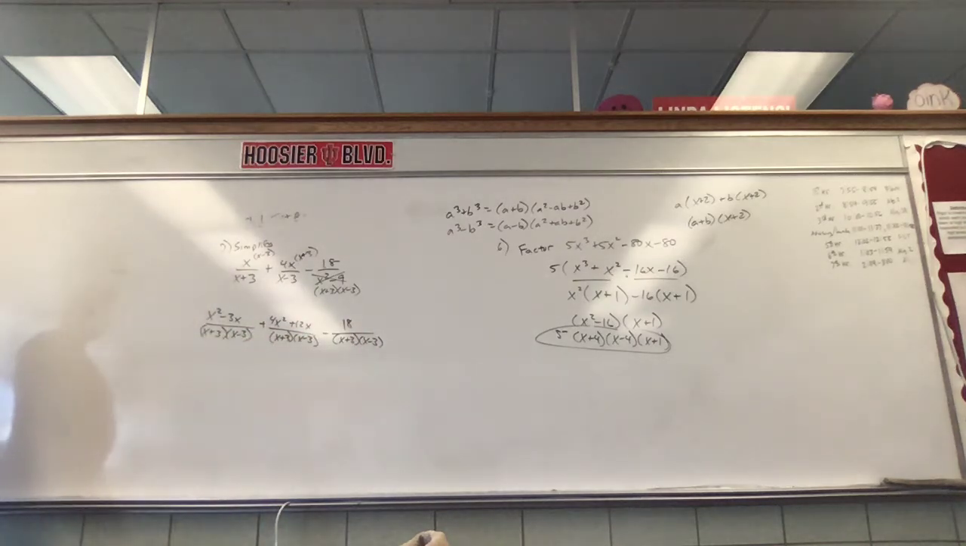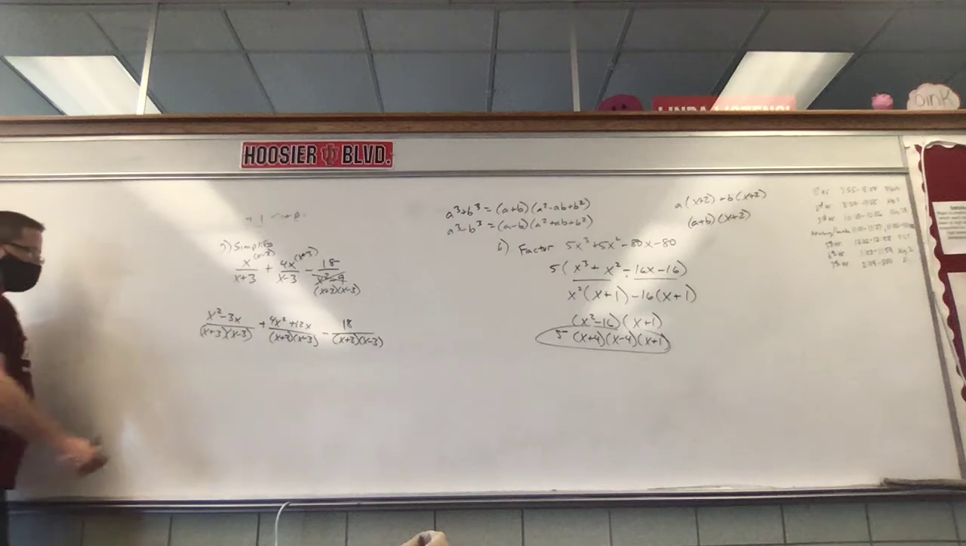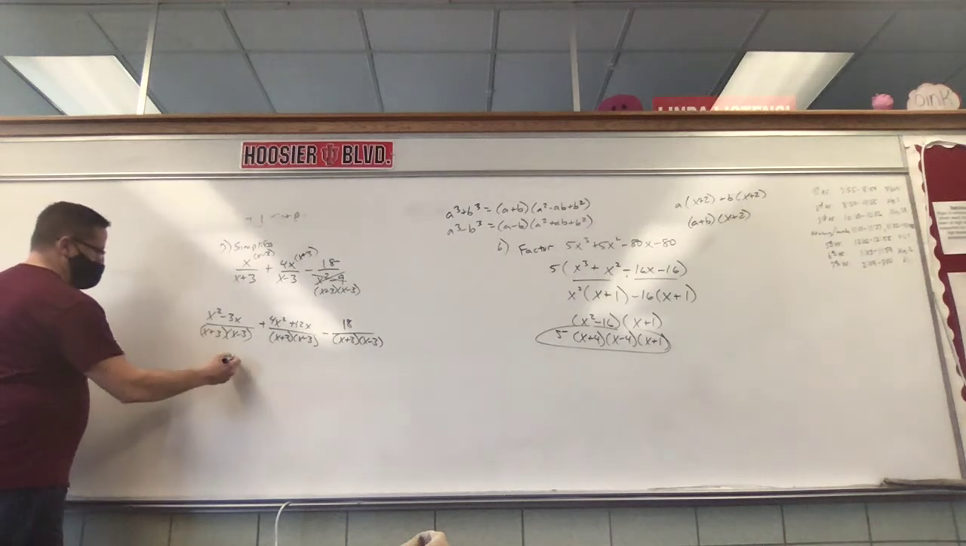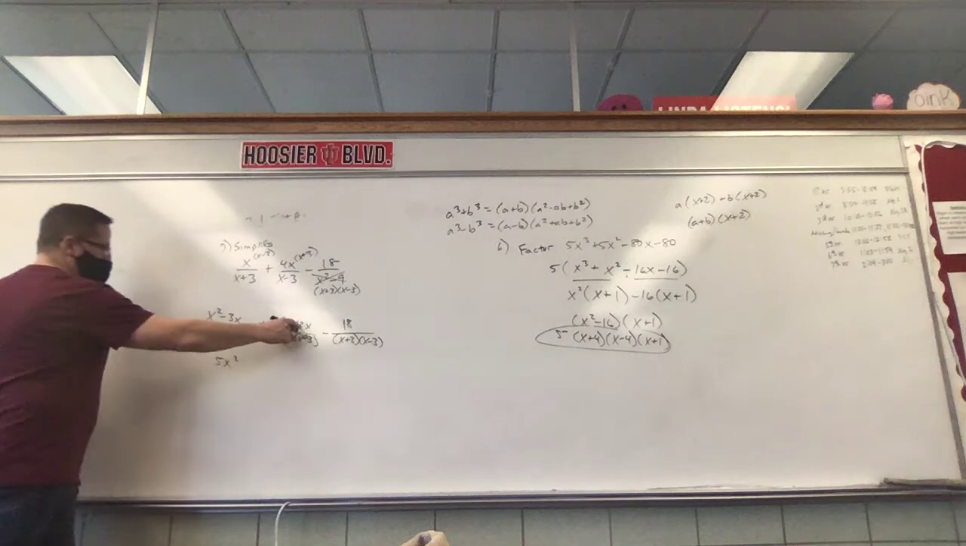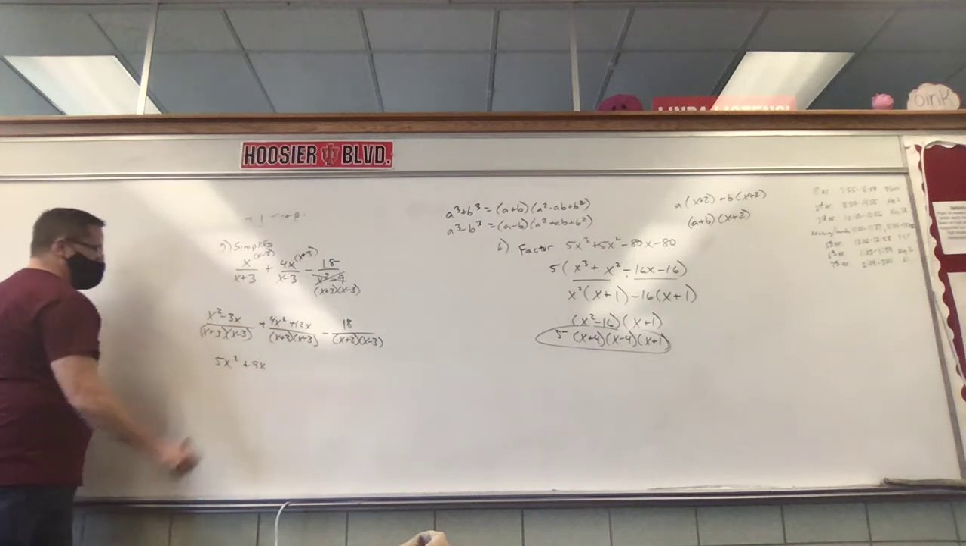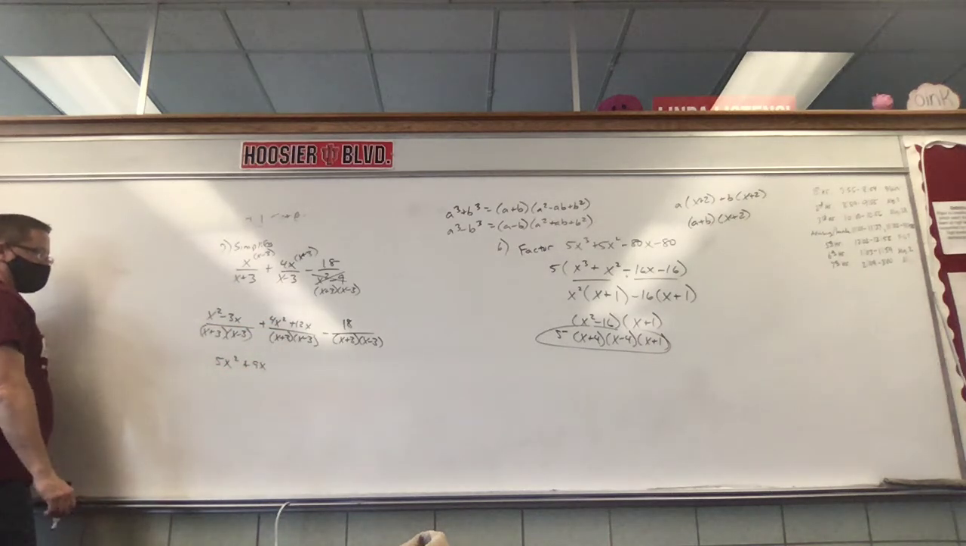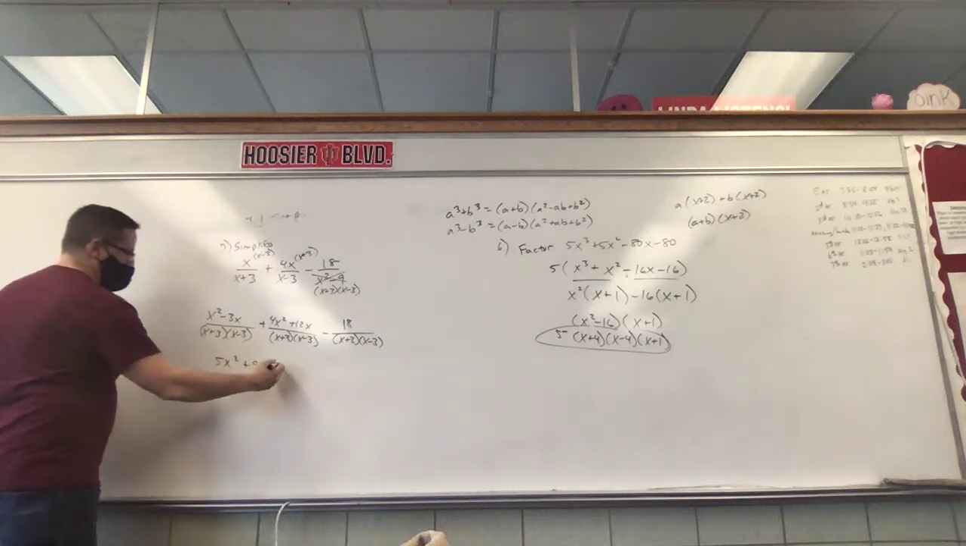Okay. Now I add the tops, combine the tops. So how many x squareds are we going to have? 5x^2. How many x's? 9. Negative 3 and 12 is positive 9x. And what else do we have? 18. Careful, minus. Minus 18.